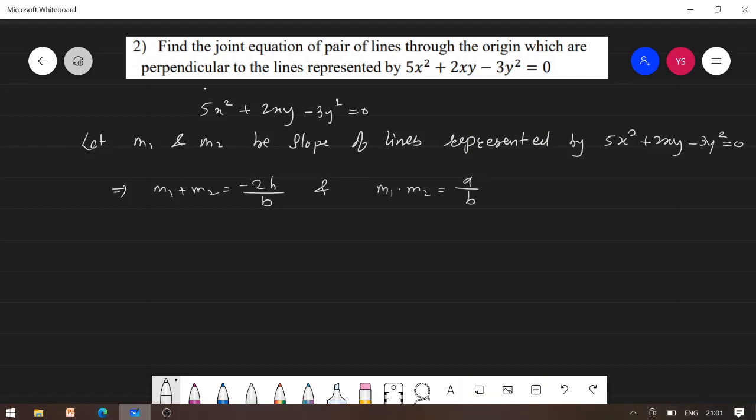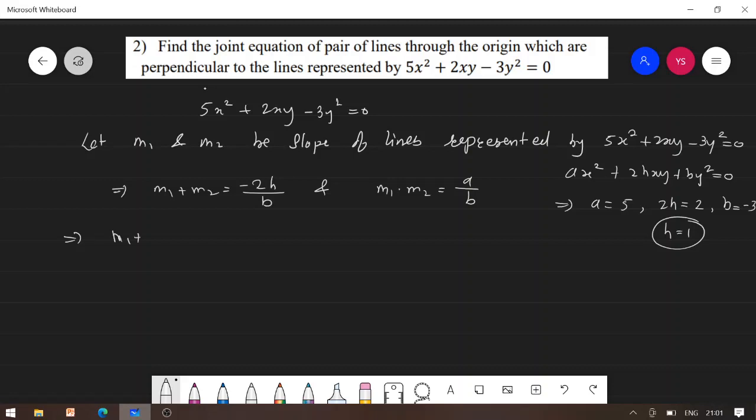So let's compare the given combined equation with the standard homogeneous equation of degree 2 in x and y, that is ax square plus 2hxy plus by square equals 0. Comparing, we get a, the coefficient of x square, as 5, 2h, the coefficient of xy, as 2, while b, the coefficient of y square, is minus 3. That implies the h value becomes 1.